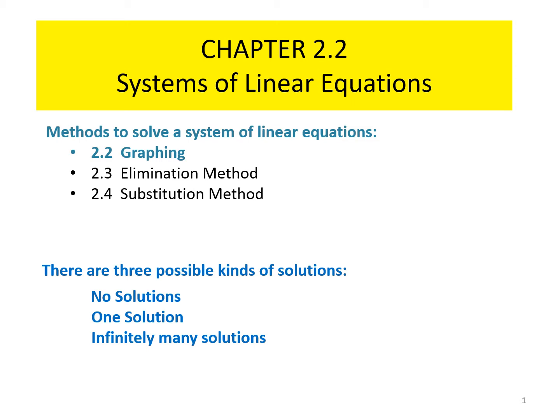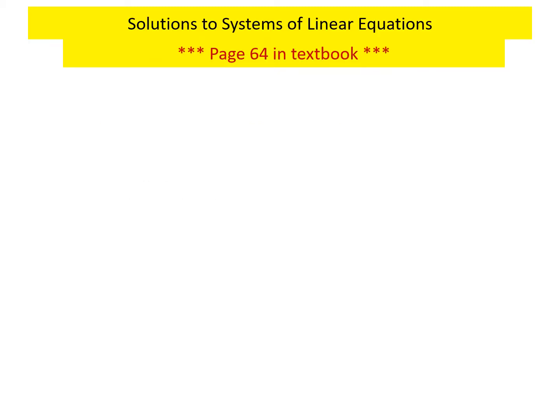No matter which one of these methods you use, there are three possible kinds of solutions that result: no solution, one solution, or infinitely many solutions. This video is going to explain and help us understand the graphing method. On page 64 in your textbook, the three methods are shown. The center column is the graphing method. I'm going to just summarize that here for us.